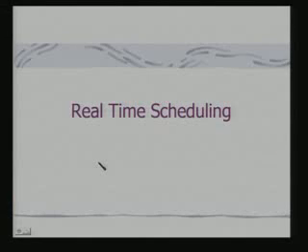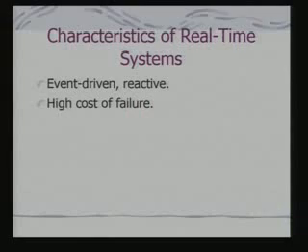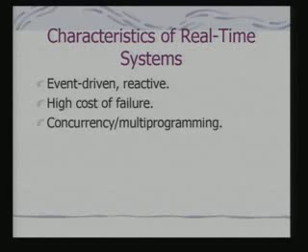So real time scheduling would be different, and scheduling policies would be different. In fact, the most fundamental characteristic of a real time OS is the scheduling policies that the OS follows to meet the deadlines. What are the characteristics of real time systems? Let's have a quick review. Event driven, reactive, there is a high cost of failure, we must meet the deadlines.